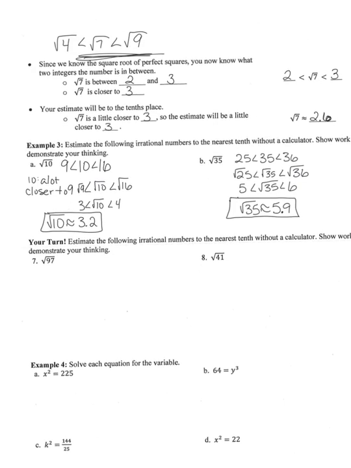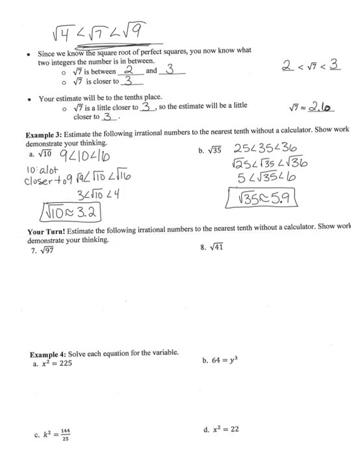Here we have our your turn. So we've got 2 questions here. So what I'd like you to do is pause the video, try these 2. So again, use that list of those perfect squares that we listed out to help you determine which 2 numbers the square root of 97 and the square root of 41 fall between. And then you can check your work with me.